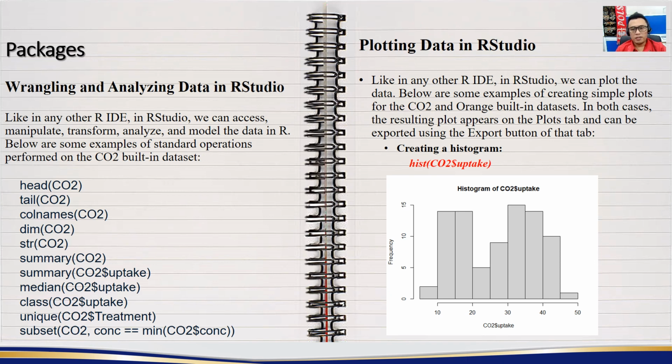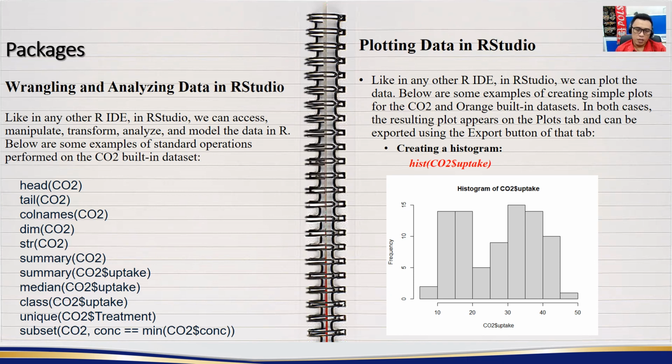So, how do we plot data in RStudio? As I was saying, you've discussed that you can do plots or visualizations through RStudio. You can do a pie chart, bar chart, histogram, scatter plot, and among others. Assuming we are just using the CO2 and Orange built-in datasets, in both cases, the resulting plot appears on the Plots tab and can be exported using the export button of that tab.